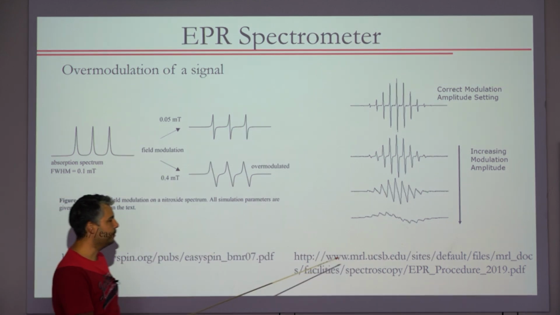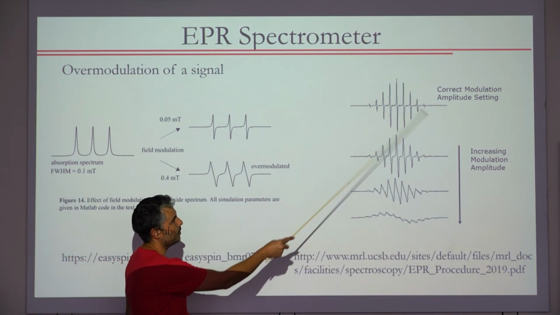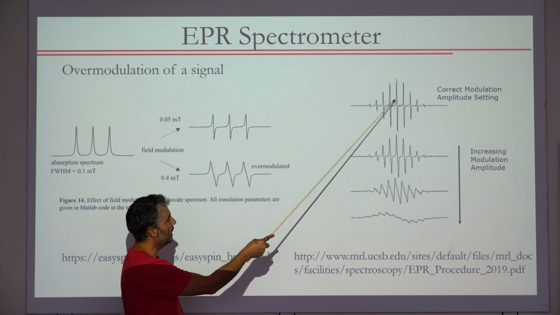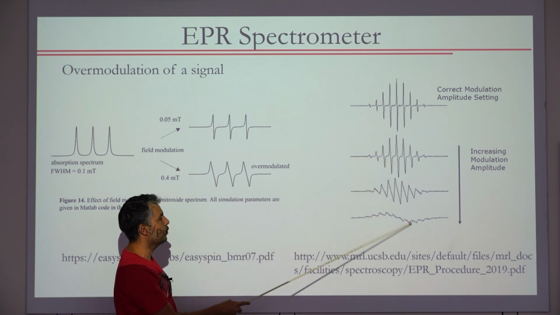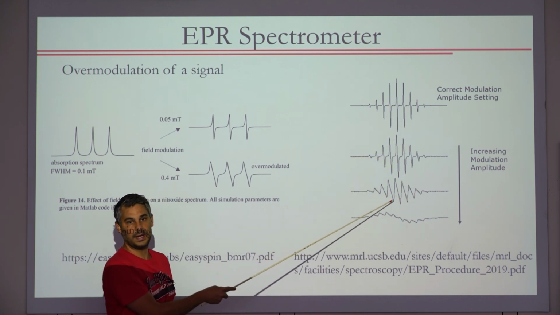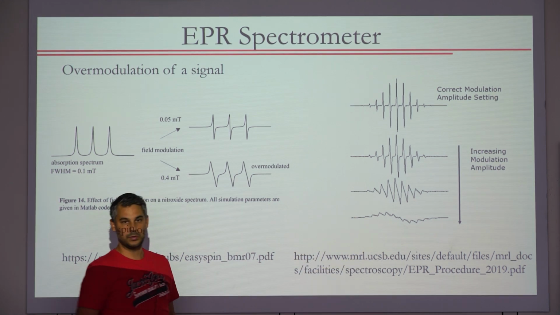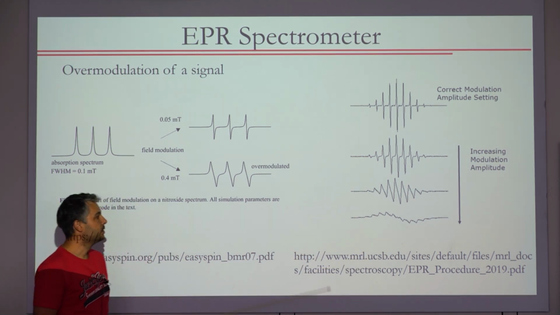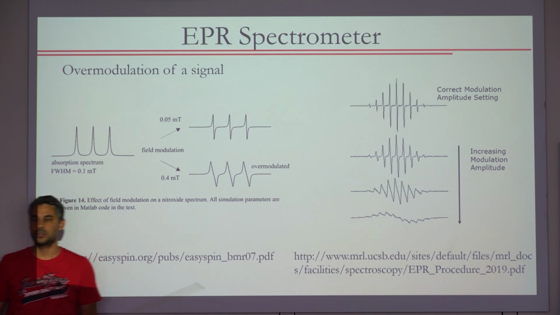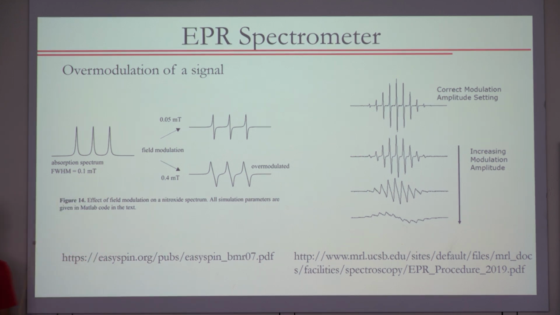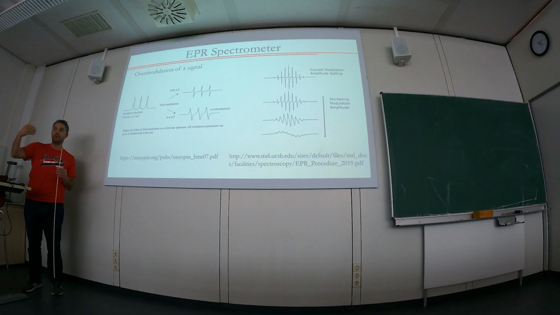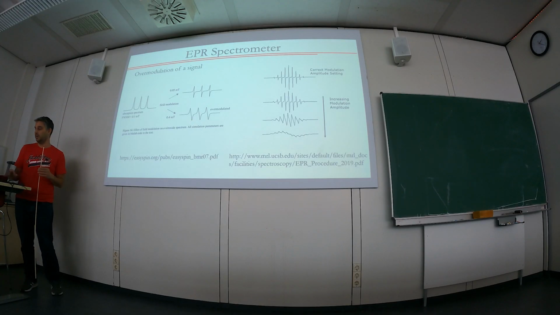This is another example. This is a radical that has many lines, and when you start increasing modulation, you really distort the lines, and eventually you get lower resolution. So sometimes you get lower resolution, sometimes you erase details, so you have to test it for your system while measuring. Don't take only one spectrum, take several with different modulations to see what happens.